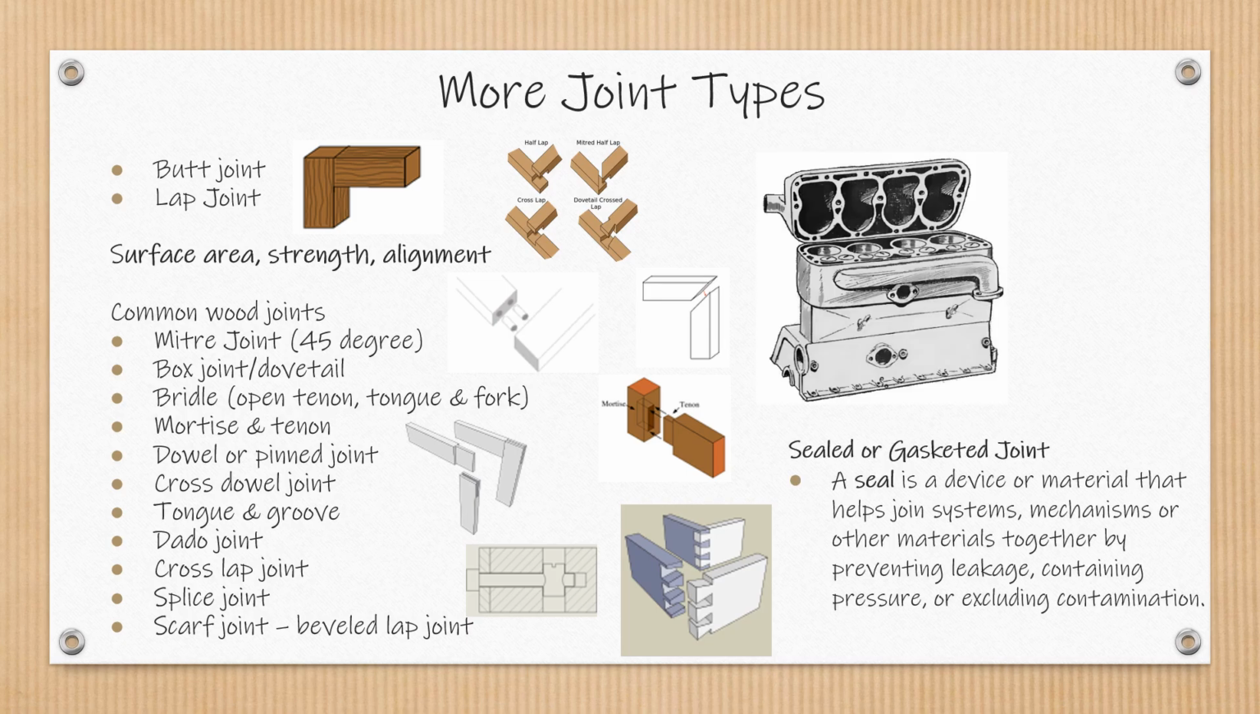Many other mechanical joints are sealed or gasketed. A seal is a device or a material that helps join systems, mechanisms, or other materials together, preventing leakage, for example in a pumping system, containing pressure, or excluding contamination. The effectiveness of a seal is dependent on adhesion in the case of sealants and compression in the case of gaskets. The seals are installed in pumps in a wide range of industries, including chemicals, water supply, paper production, food processing, and many other applications.